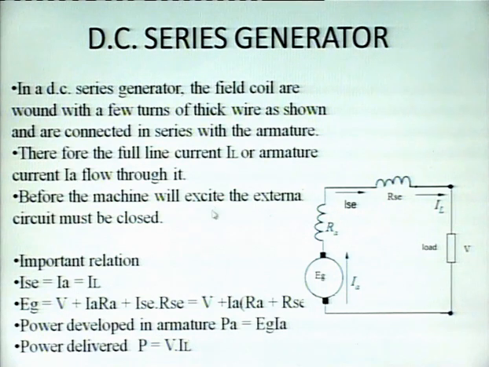So in the series field winding, these relations can be derived. First, these are connected in series, so ISE, IA and IL, all the currents will be equal. And EG will be equal to V plus the voltage drop across the armature resistance plus the voltage drop across this RSE.